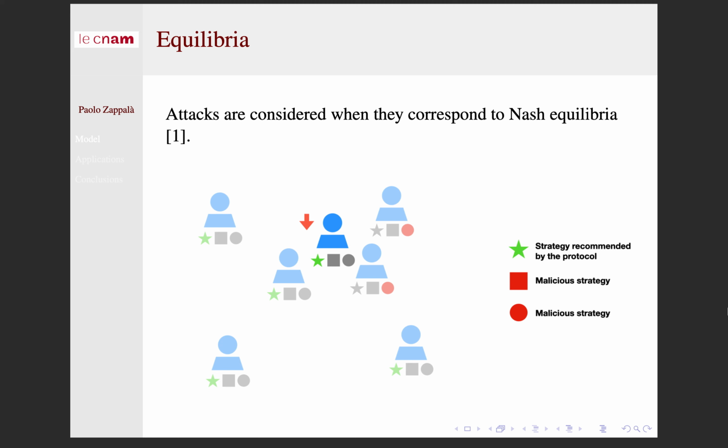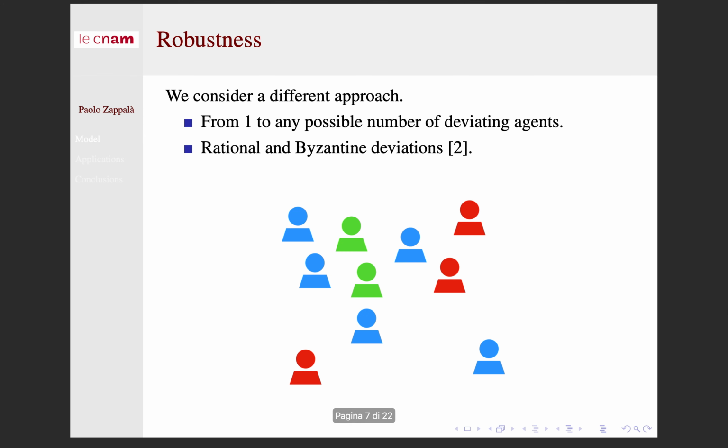Of course, in literature, there are other concepts of attacks, other properties, and even other concepts of equilibria. But in our opinion, no model aims at providing a comprehensive model for the analysis of the robustness of blockchains. So we would like to show our approach.